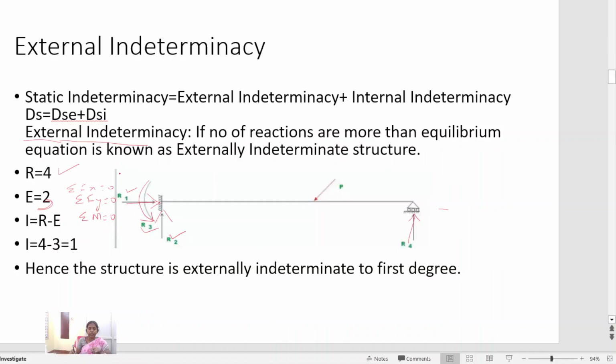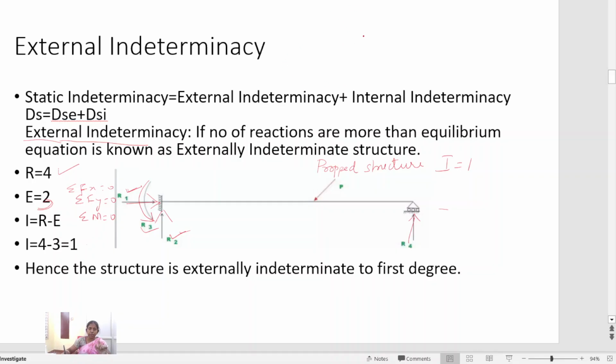So in this given figure, a horizontal reaction is possible, a vertical reaction is possible, a moment is possible. So we take into account summation of Fx equal to 0, Fy equal to 0, moment equal to 0. So there are three equilibrium equations. So 4 minus 3, so it is a propped cantilever. This structure is called propped cantilever. It is one of the basic indeterminate structures. So it generally has the I value 1. I value equal to 1 for the propped cantilever. The structure is externally indeterminate to the first degree.